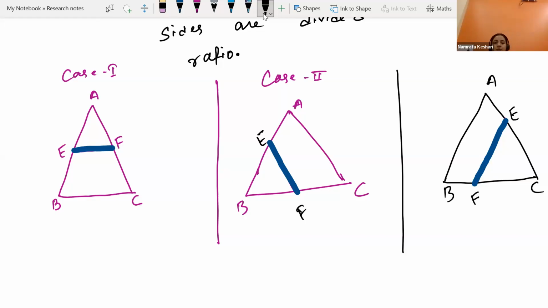Yes, ma'am. You are having a triangle. In the triangle, you are drawing a line. The line is parallel to any one of the sides. So these are the three possibilities getting generated. You can draw any one of them. Then what will happen after this?